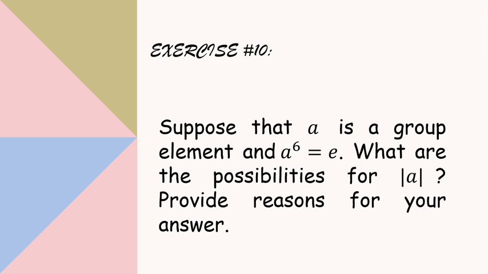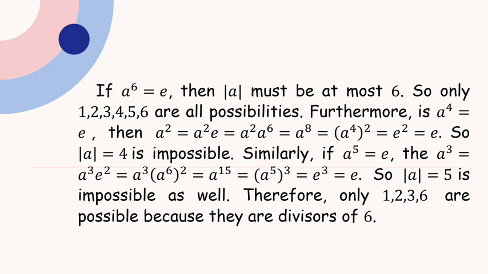Now, let's proceed to another page, which is exercise number 10. Suppose that A is a group element and A raised to 6 equals the identity element. What are the possibilities of absolute A? Provide reasons for your answers. If A raised to 6 equals the identity element, then absolute A must be at most 6. So only 1, 2, 3, 4, 5, 6 are possibilities.